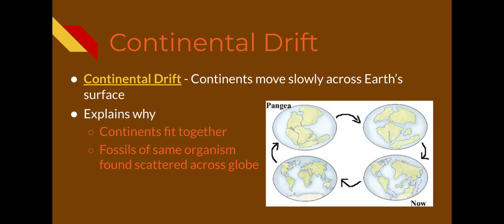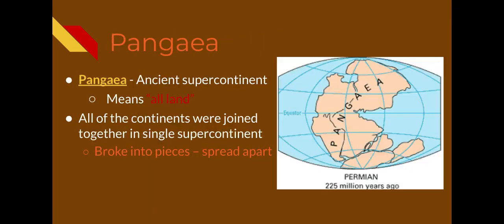This can help explain why continents seem to fit together and why also fossils of the same organism are scattered across the globe. There are actually fossils on the east coast of South America that are very similar to fossils found on the west coast of Africa. And that's because it's thought that South America and Africa once used to be joined together and drifted slowly apart through continental drift.